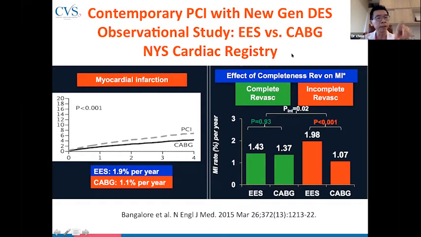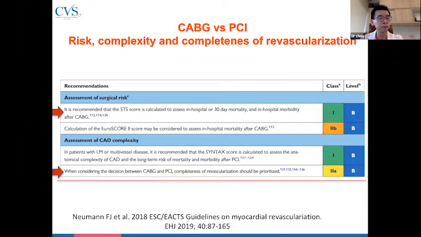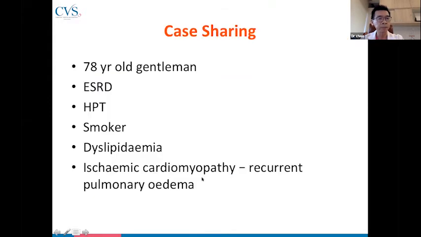So from this New York State Registry, although we know that CABG has less spontaneous MI, if you are able to perform complete revascularization using the new generation stents, actually there's no difference. So the other thing to consider is, if you want to do a good job with PCI, it has to be as complete as possible revascularization. And that's also highlighted in the guidelines as well.